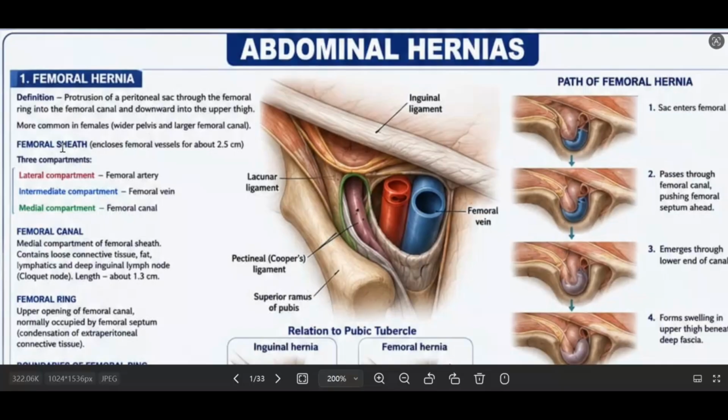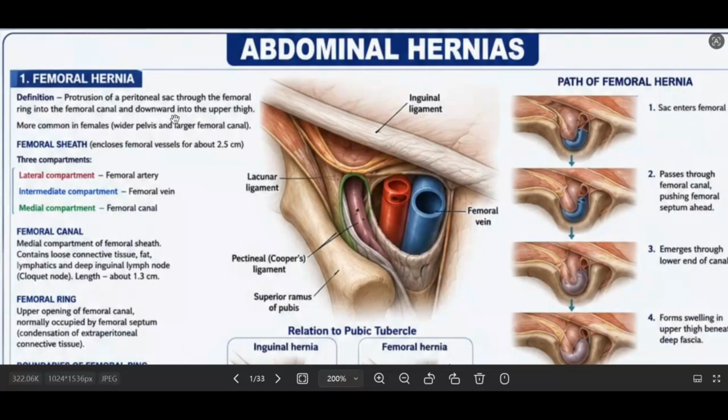So what is actually the definition of a femoral hernia? A femoral hernia is the protrusion of a peritoneal sac through the femoral ring into the femoral canal and then downward into the upper thigh.